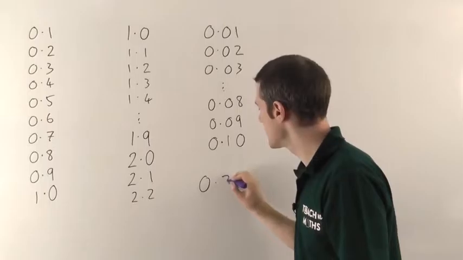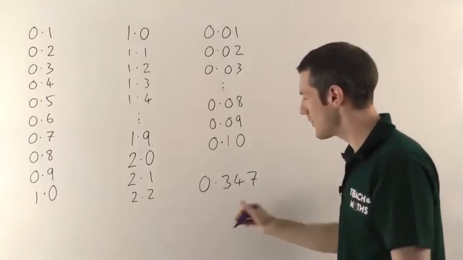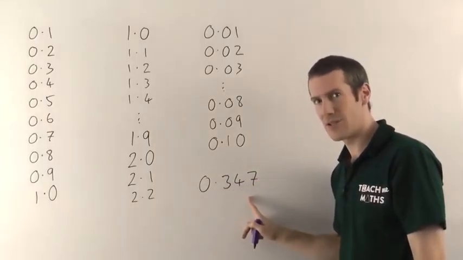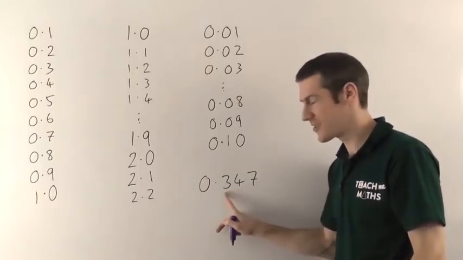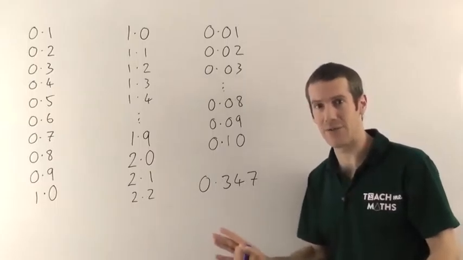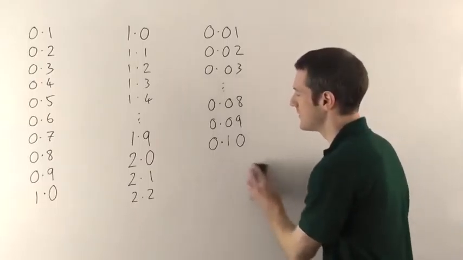If you had 0.347, you can't read this as 0.347. Otherwise you'll think this is a hundreds and a tens and a units, and they're not. This is tenths, hundredths, thousandths. It's completely different. So be very careful about that.